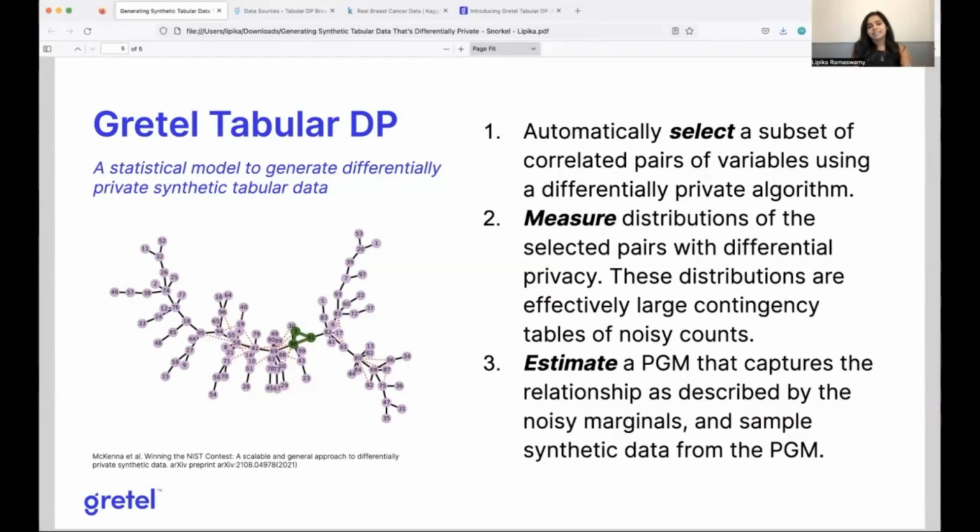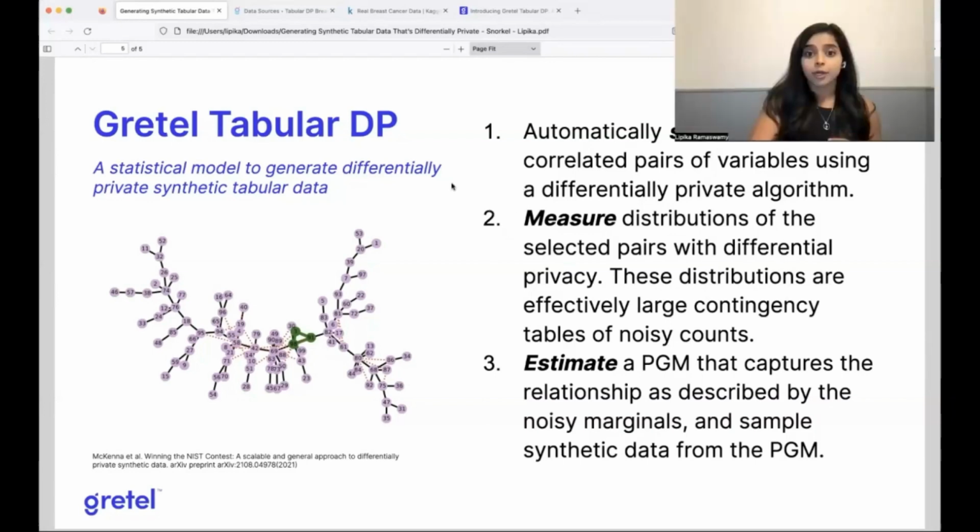And so the idea here, just very briefly, is it's a statistical model. There's no deep learning in here, but it's built with differential privacy in mind. So it's actually able to perform quite well. The idea is it's a 3-step process. It contains 3 steps: select, measure, and estimate. So first, let's say we have a data set. It has n columns, m rows, and we say, okay, first, we're going to see across those n columns, can we select a subset of correlated pairs of variables?